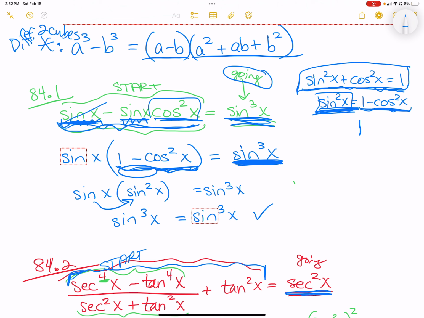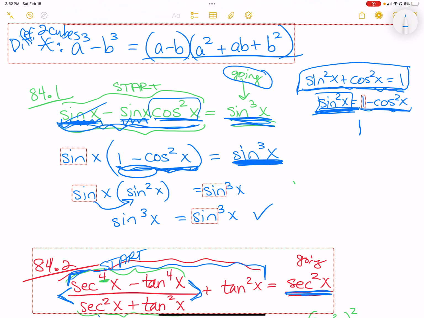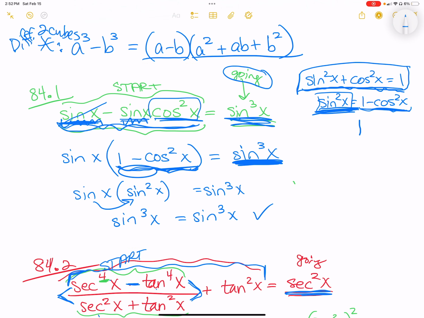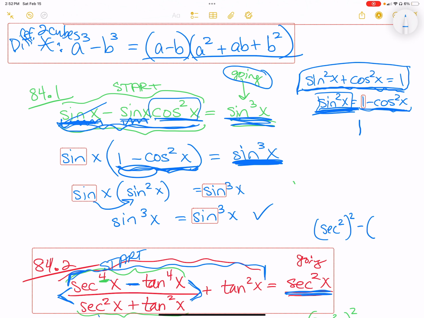I'm noticing over here I have similar terms, top and bottom, but they don't exactly match. But I also notice that I have a difference. So I'm going to ask myself, do I have a difference of 2 squares or anything I can replace? Well, something to the fourth minus something to the fourth is a difference of 2 squares. It's secant squared squared minus tangent squared squared. So it's still a difference of 2 squares.